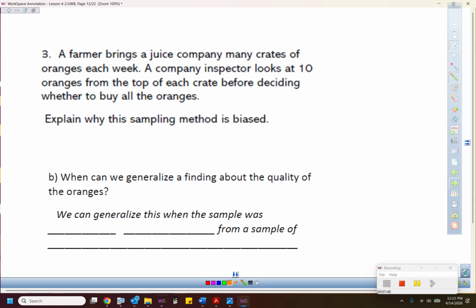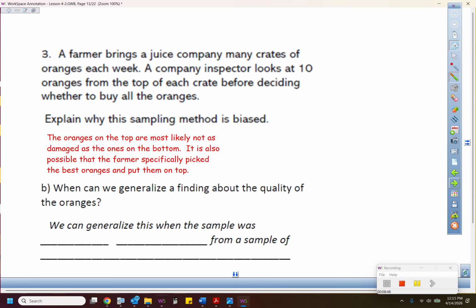there's a bias in that. You can't just look at the ones on the top. Please don't write all that down. But the oranges on the top are probably not as damaged as the oranges on the bottom. And then what I also put, again, you can write this down if you want or not. I'd rather just talk about them instead of writing so many notes. But it's very possible the farmer specifically picked the best oranges and put them on top, so it looks like a really good crate. Ooh, look at that. That's a bias.